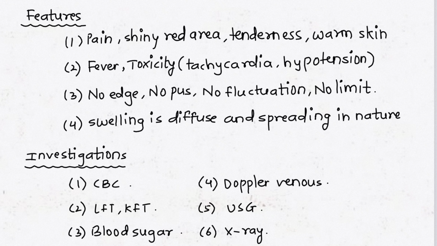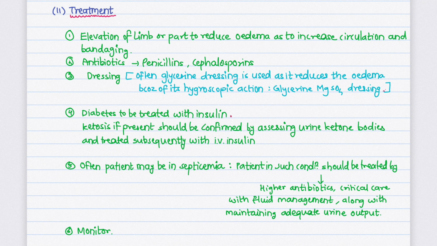Then what are the investigations? First, we will do CBC, then LFT, KFT, blood sugar, then venous Doppler, USG and X-ray. So these are some investigations which will be useful. How do you treat the cellulitis? First is elevation of the limb or the part to reduce edema so as to increase circulation, and bandaging.